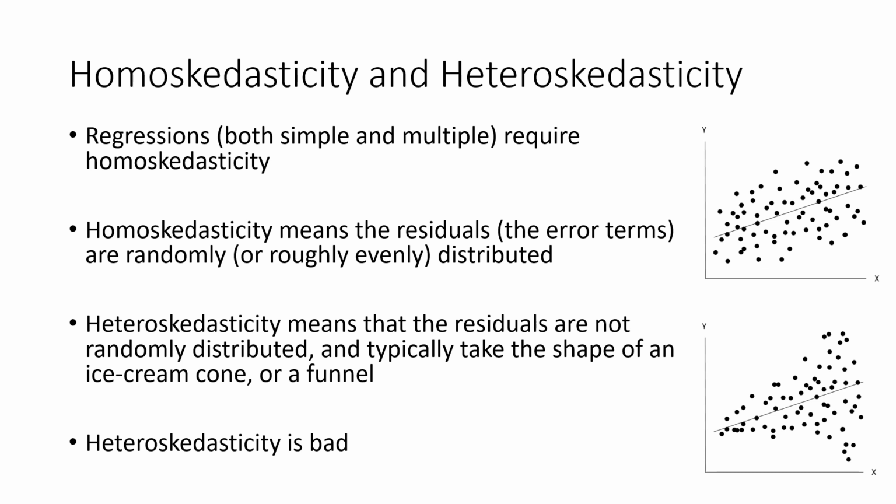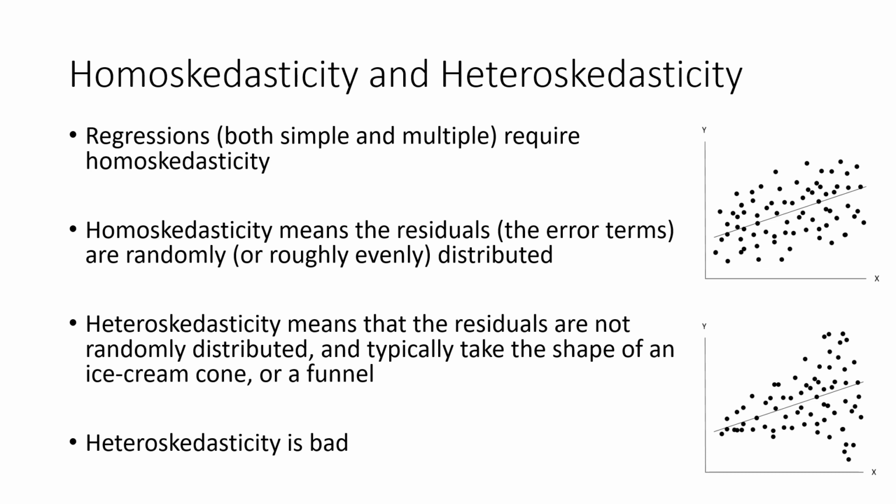Homoskedasticity is a good thing. And what it means is that the residuals, or the error terms that we've described, this is the distance between each individual dot and the line of best fit, are randomly or roughly evenly distributed across that line. So you can see an example of that in the top right graph there. The line is going through and the error terms seem to be evenly distributed across that line.